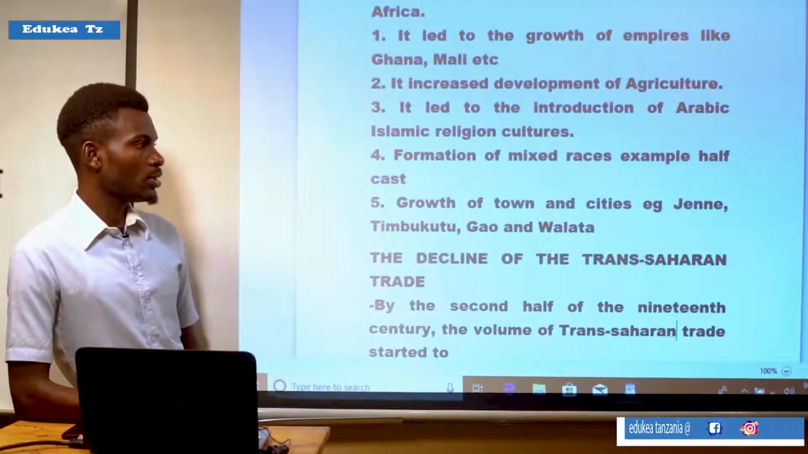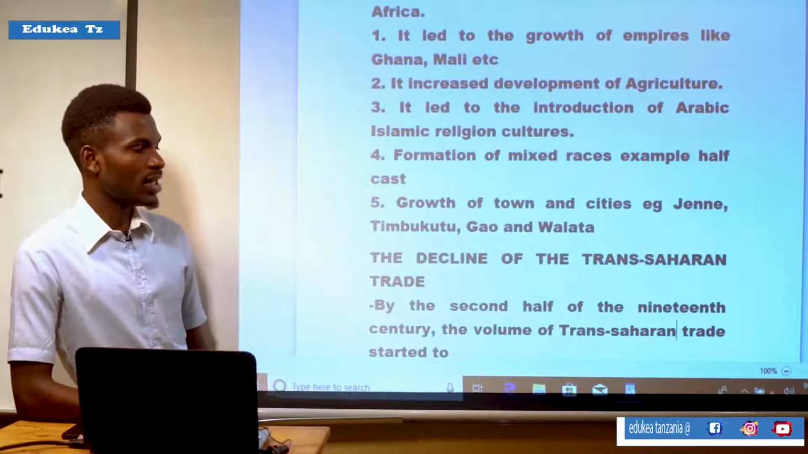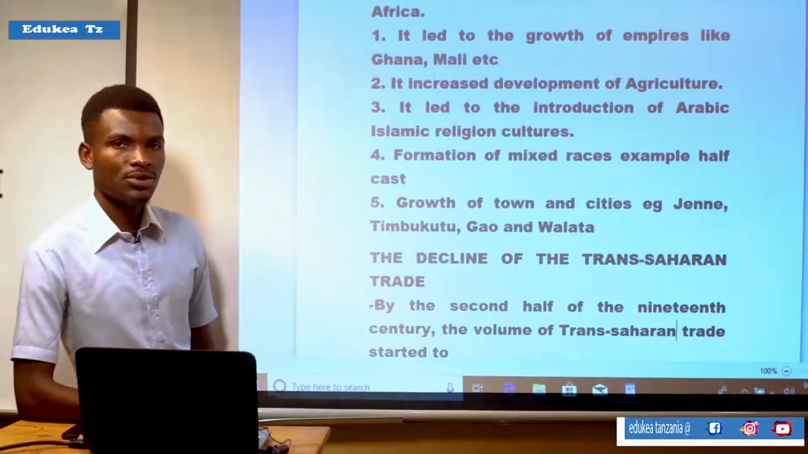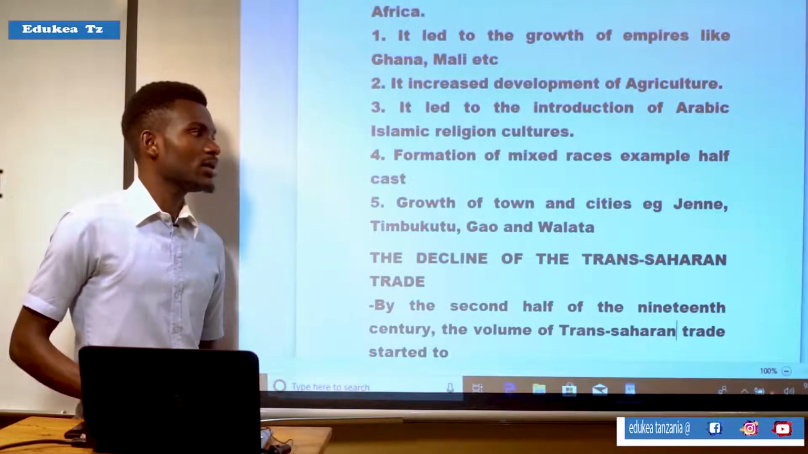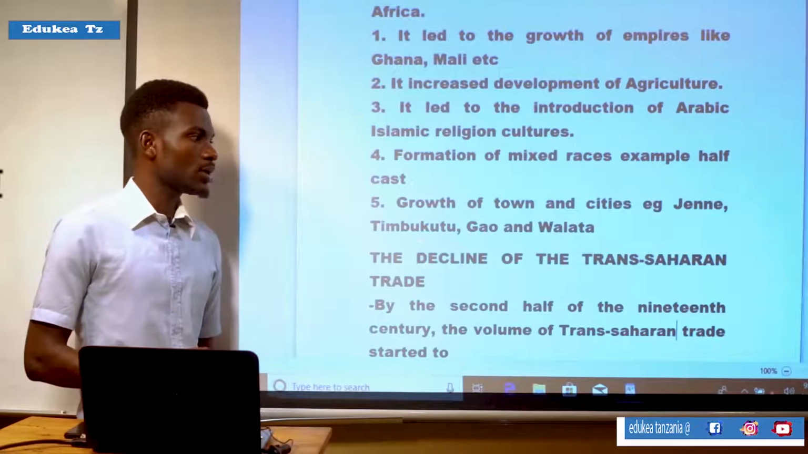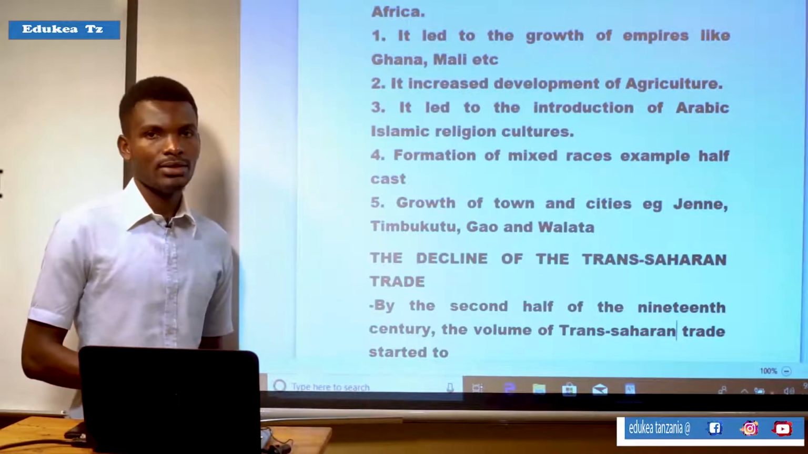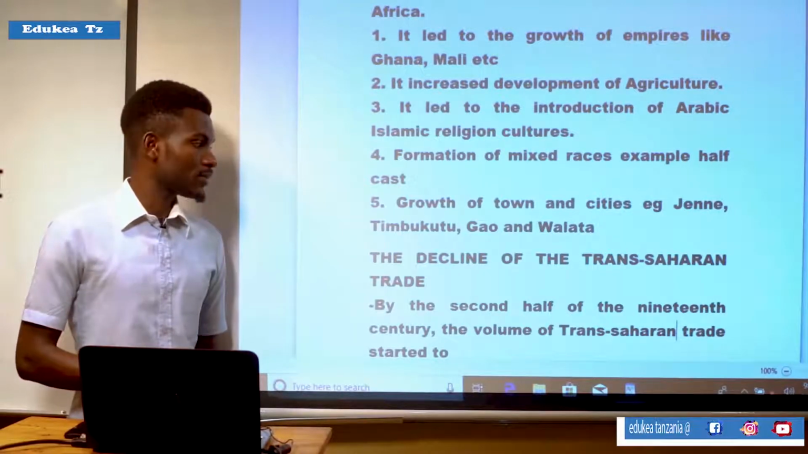And the last one was the growth of towns and cities like Jenne, Timbuktu, Gao, and Walata. It means that the trade necessitated the growth of towns and cities like Jenne, Timbuktu, Gao, and Walata, and these were the results of the Transatlantic trade.